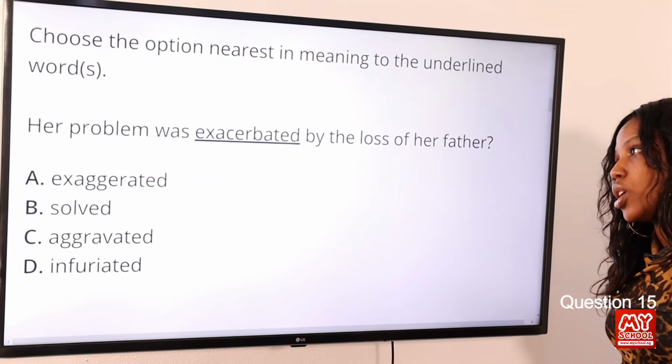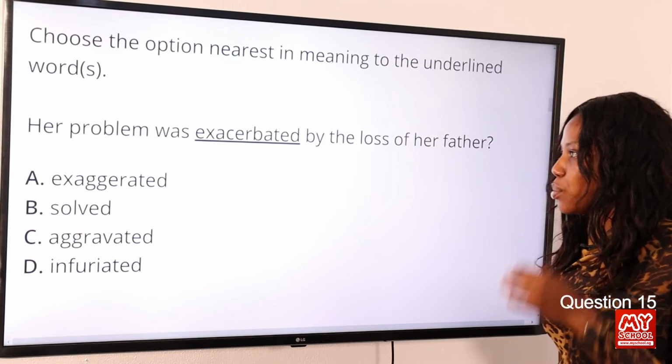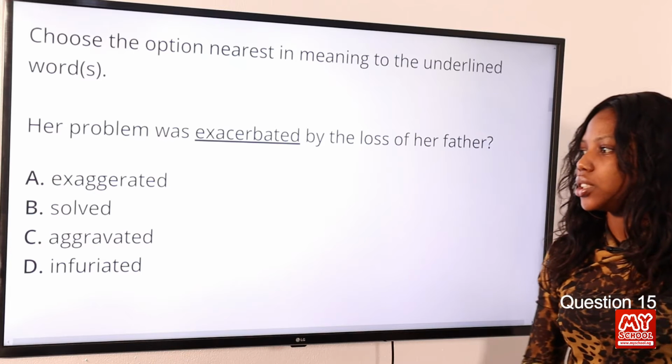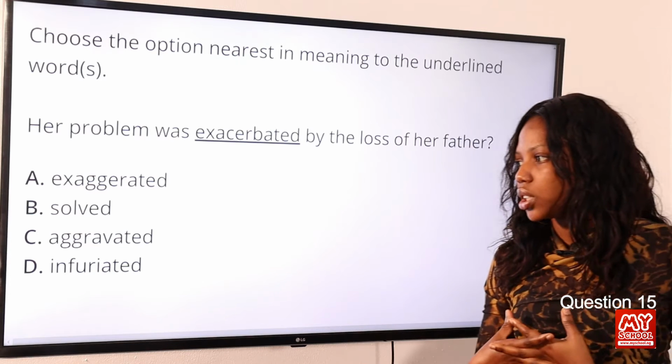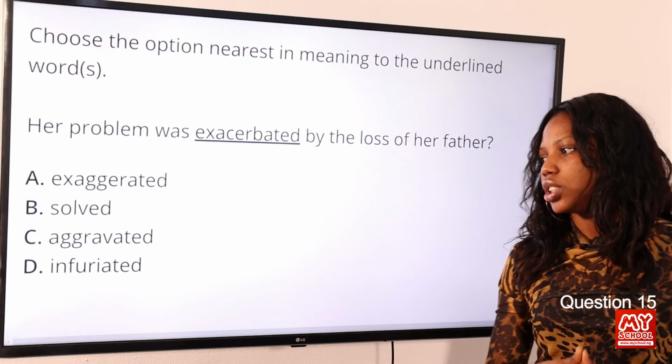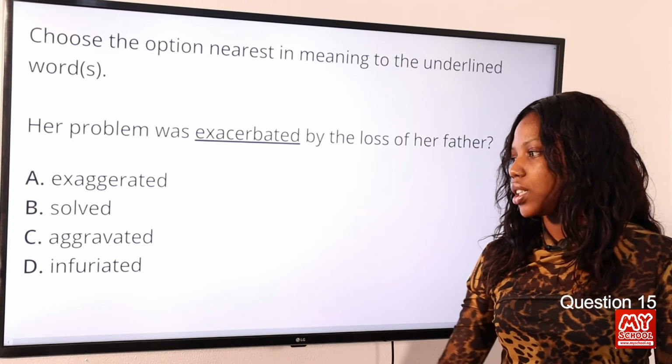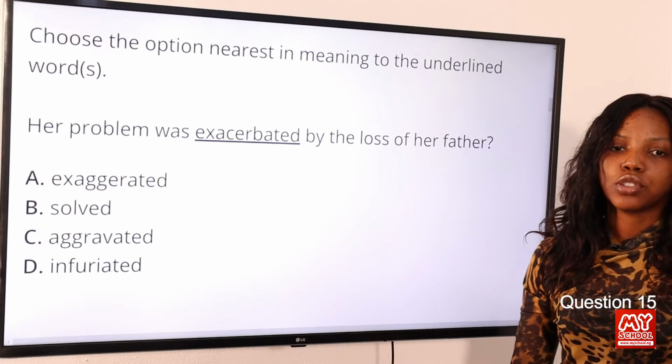Question 15. A problem was exacerbated by the loss of our father. Option A, exaggerated. Option B, solved. Option C, aggravated. Option D, infuriated. The answer to this question is option C, aggravated, which means to worsen.